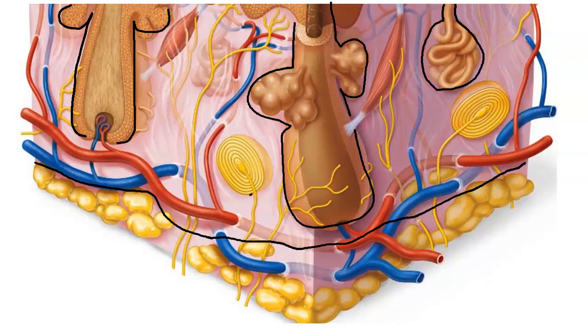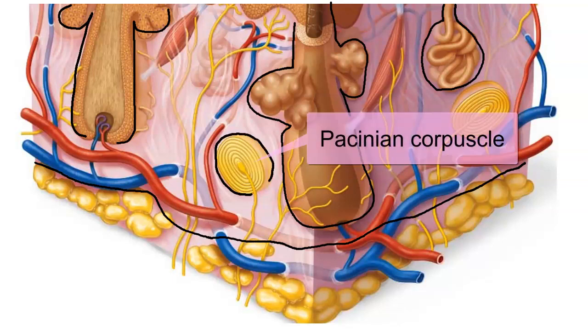You can see that there's a particular type of specialized nerve ending that's located in the reticular layer. This is called the Pacinian corpuscle. And Pacinian corpuscles are very good at picking up any type of vibration or pressure. It would have to be some type of sensation that makes it down this deep in the dermis to get picked up by the Pacinian corpuscle.